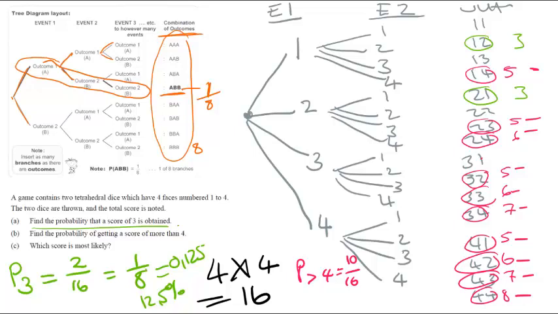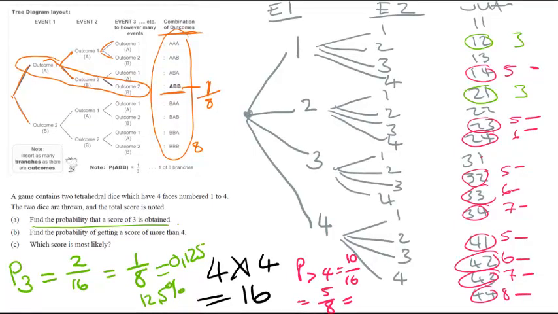10 out of 16. This is 5 out of 8, which is 0.625, or 63% chance of getting a score that is greater than 4. Which score is most likely? Which one repeats the most?